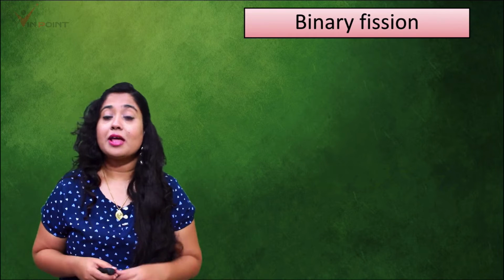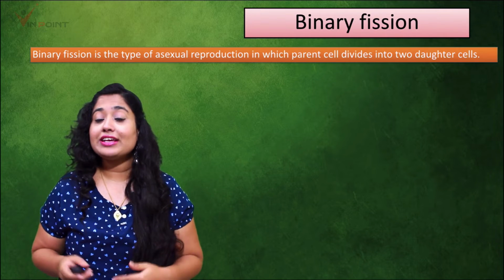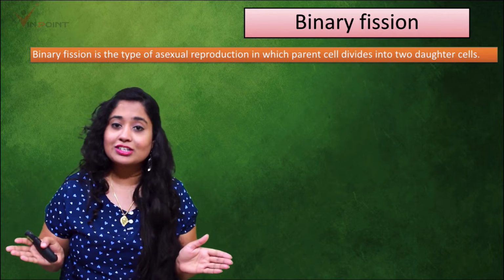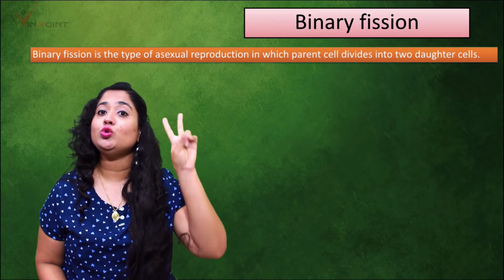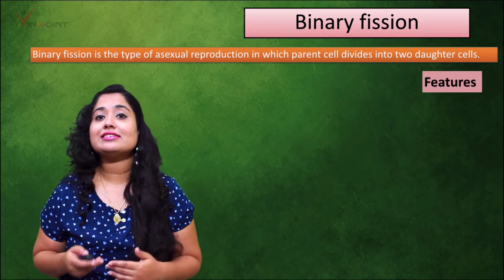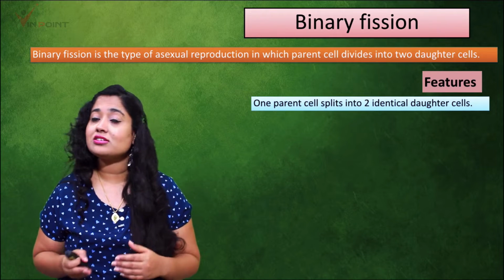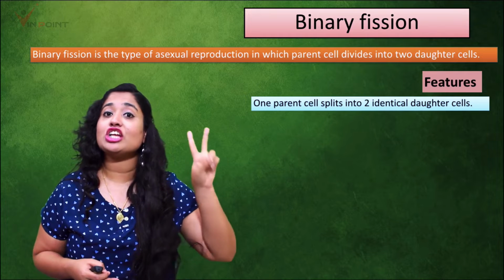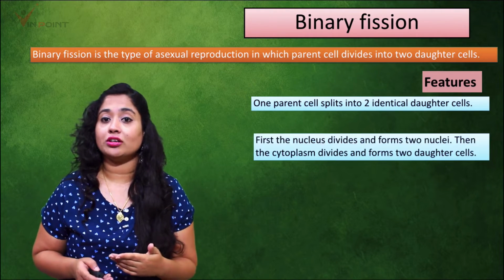Binary fission. Binary means two and fission means splitting. So the definition is, binary fission is the type of asexual reproduction in which the parent cell will divide into two daughter cells. Now let's discuss the features of binary fission. First, we have already discussed that the one parent cell will split into two daughter cells. Now, what is the process going on?